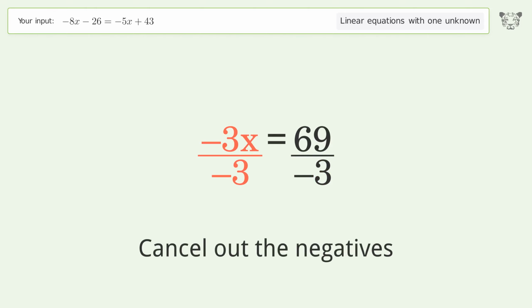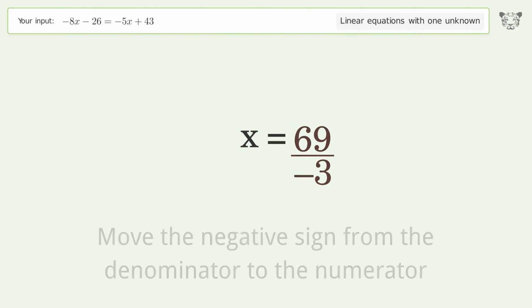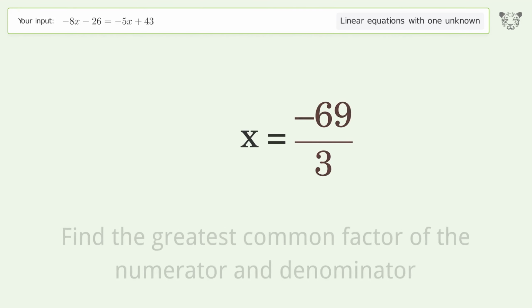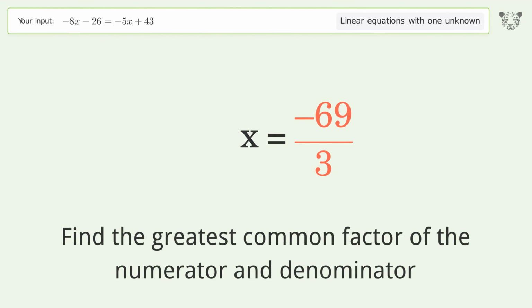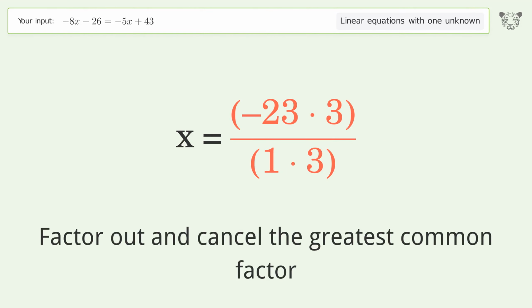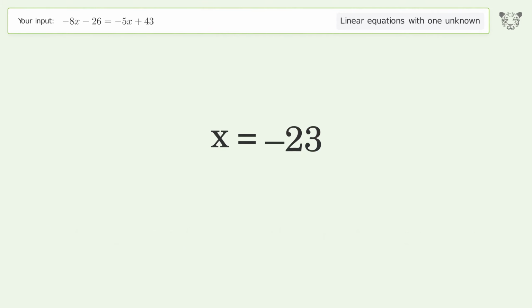Cancel out the negatives. Simplify the fraction. Move the negative sign from the denominator to the numerator. Find the greatest common factor of the numerator and denominator. Factor out and cancel the greatest common factor. And so the final result is x equals -23.